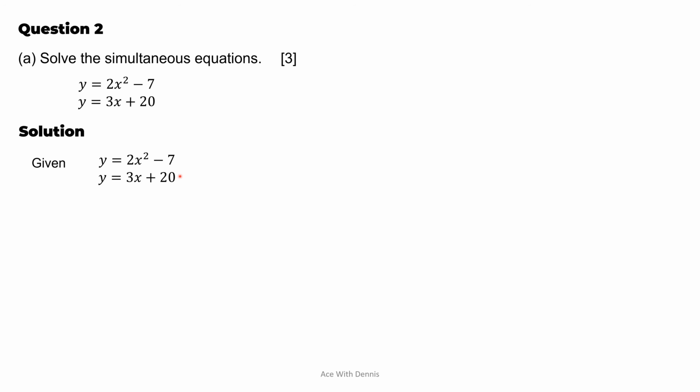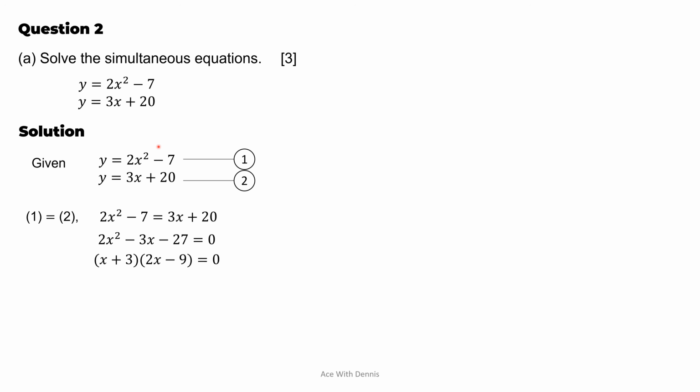Okay, so we label the equation first. This is the first equation and this is the second equation. Since both make y the subject, we can just equate both equations. Equation 1 equals equation 2, which gives us 2x squared minus 7 equals 3x plus 20. Then we just solve this equation. So we get 2x squared minus 3x minus 27 equal to 0. Then we factorize it, we get x plus 3 times 2x minus 9 equals 0. So x plus 3 equals 0 and 2x minus 9 equals 0. So x equals negative 3 and another one, x equals 9 over 2.